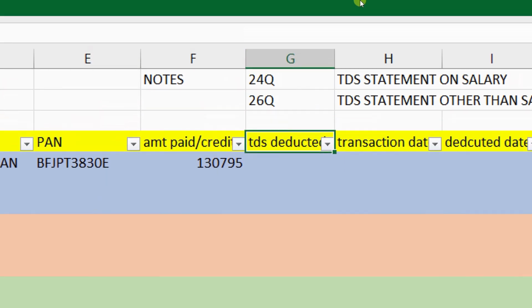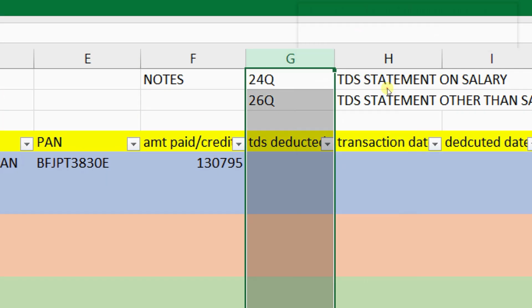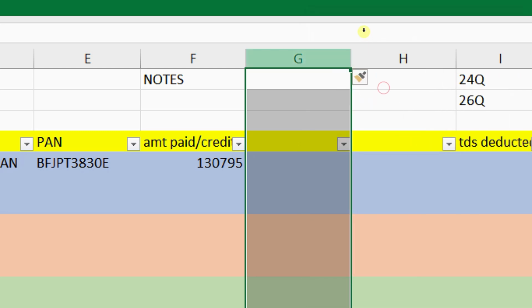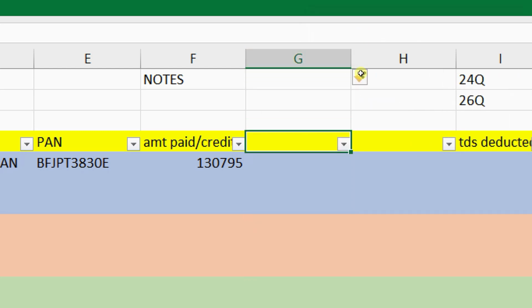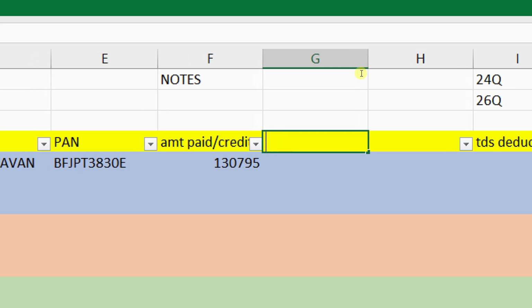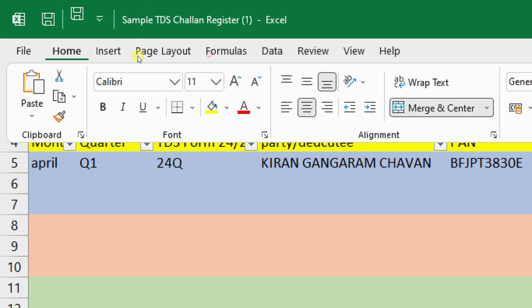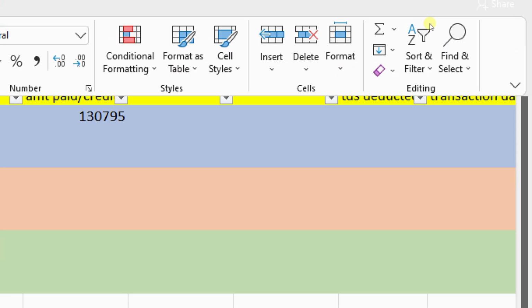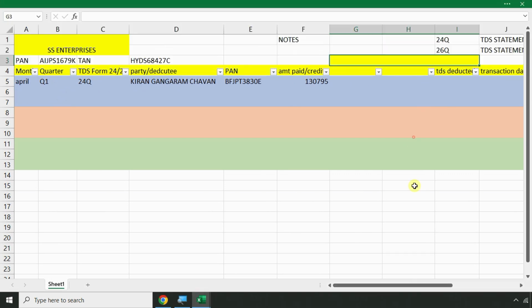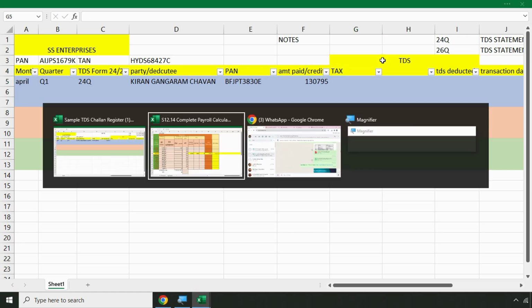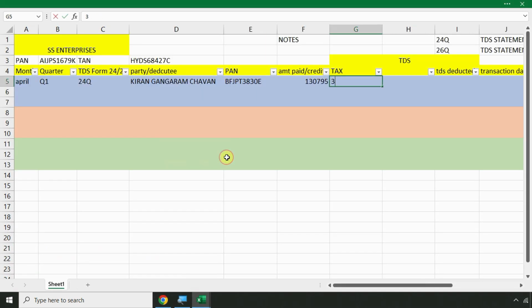You should change the name. Right click, insert. This is tax. The 3 columns merge, add a title. The 3 columns can be named as TDS. But out of TDS, what is the tax amount? 32,505. Cess 1300.